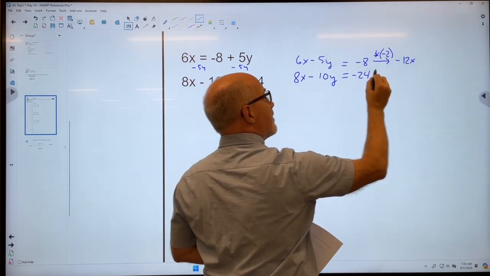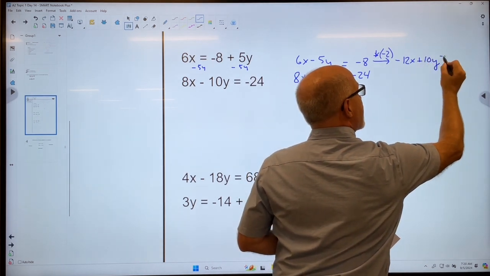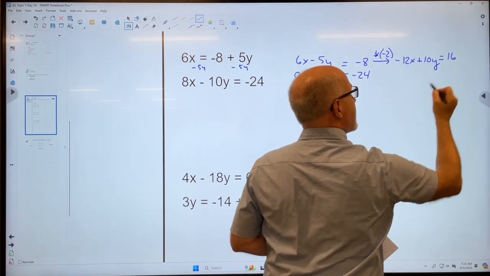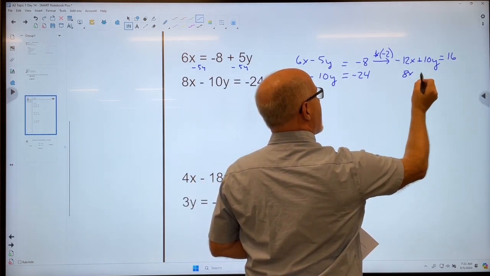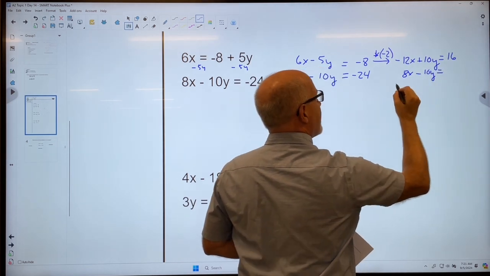Negative 2 times negative 5y is plus 10y. And then negative 2 times negative 8 is positive 16. This second equation I'm just going to list as is. I don't need to multiply it by anything because the y's will be opposite if I leave it alone.